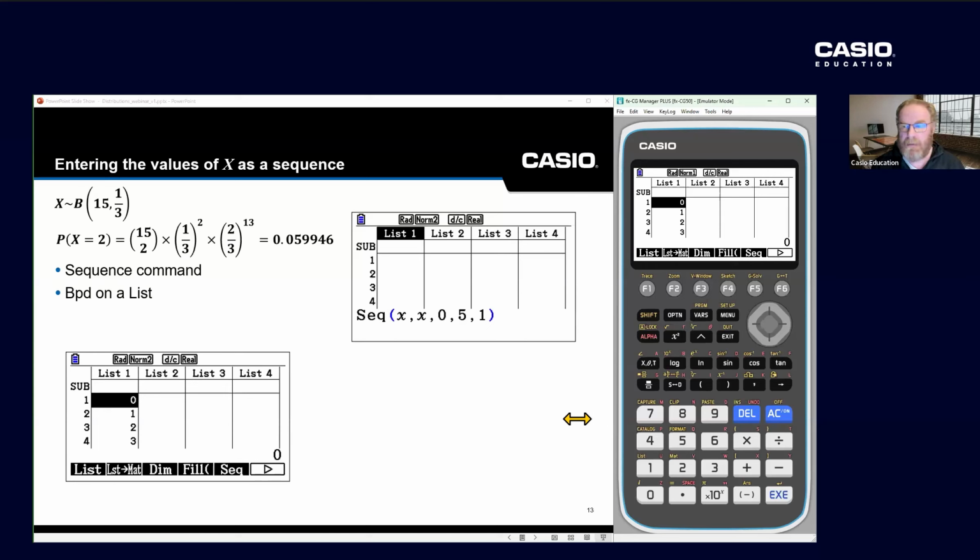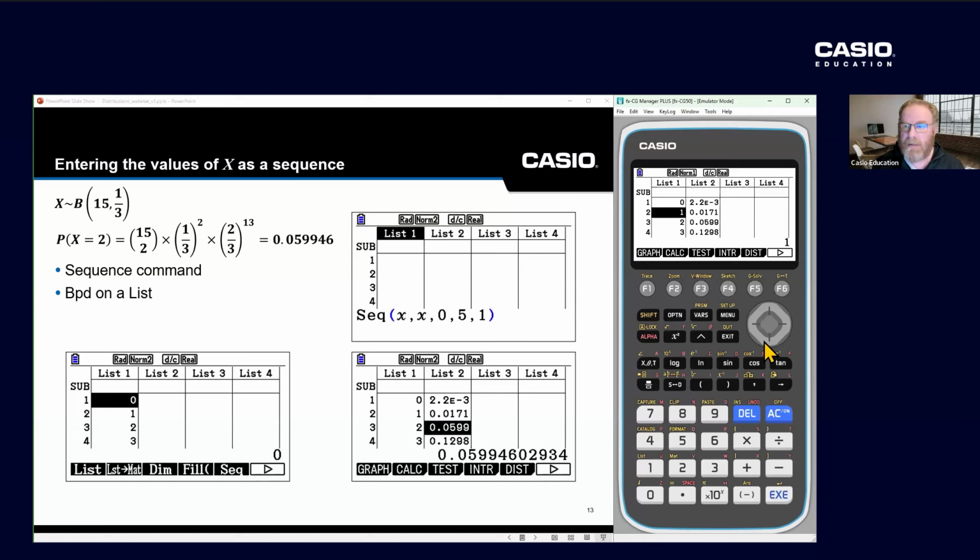Then I can do exactly the same as before. I can do, let's get it right. There you go. I can do a binomial BPD on list 1, saving it to list 2. And then when I exit, I get my values. And again, highlighting the value.